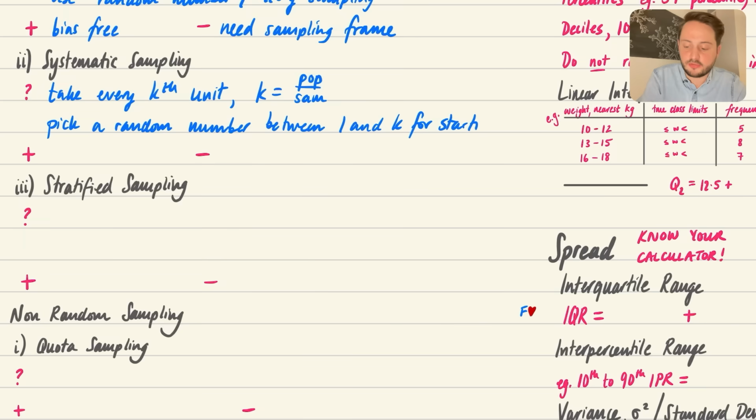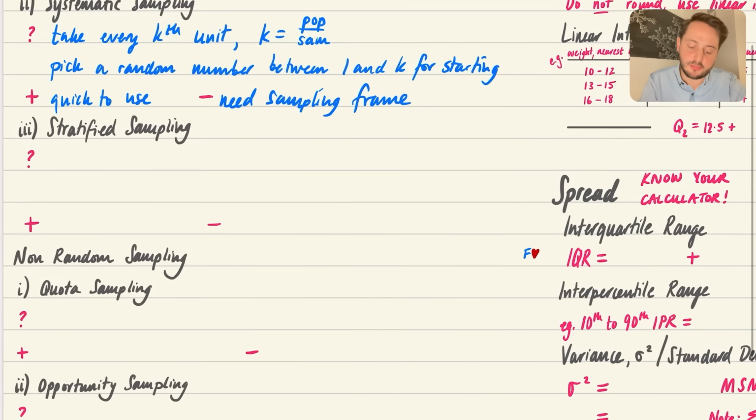So maybe your first starting point might be number 3, and then you're going to go every 5, so you'll go 3, 8, 13, etc. Now, the advantage of this is that it's really quick to use. But a disadvantage, again, is that you need to have a sampling frame. I'm trying to keep as many of the advantages or disadvantages kind of similar to each other so that you can use them for several types of sampling.